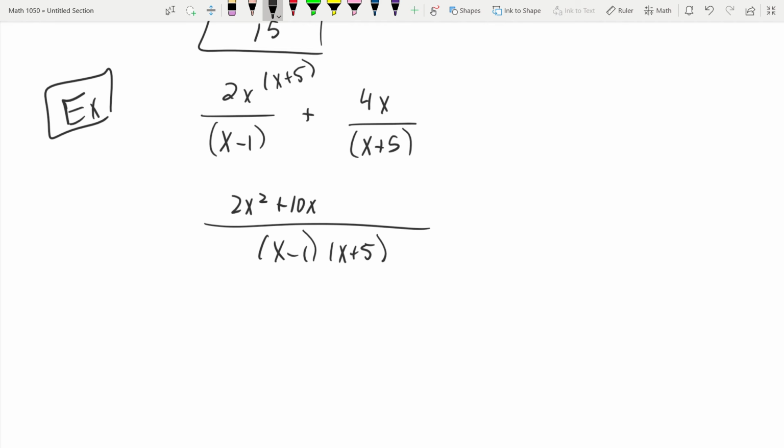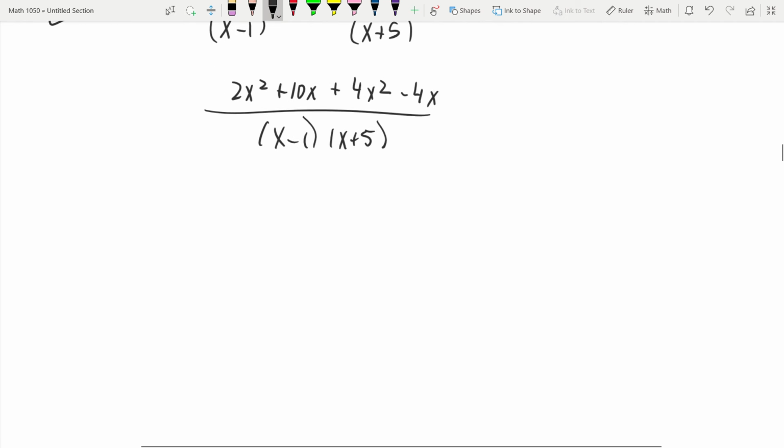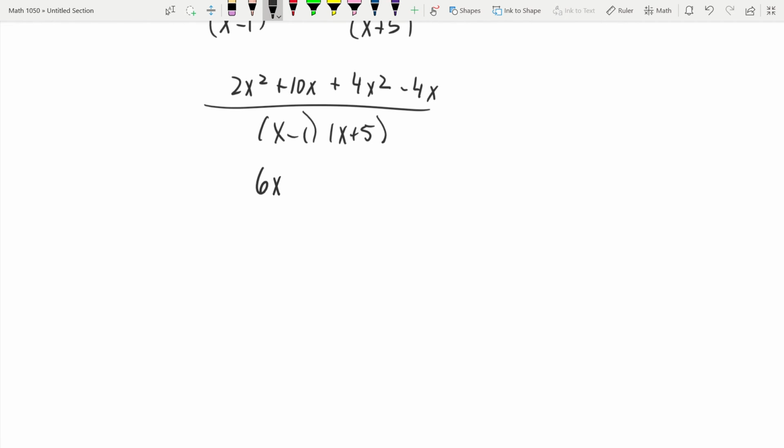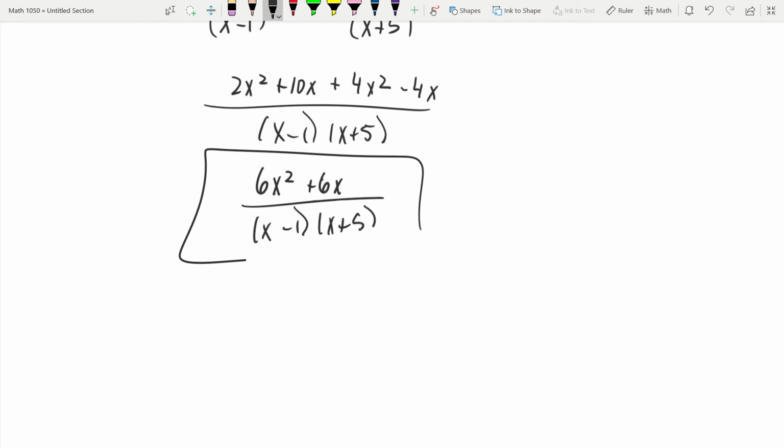This guy has the x plus 5. He's missing the x minus 1. Distribute. 4x times x is 4x squared. 4x times a negative 1 is a negative 4x. Then I'm going to add those together, and I get 6x to the second plus 6x all over x minus 1 times x plus 5, and nothing can cancel.